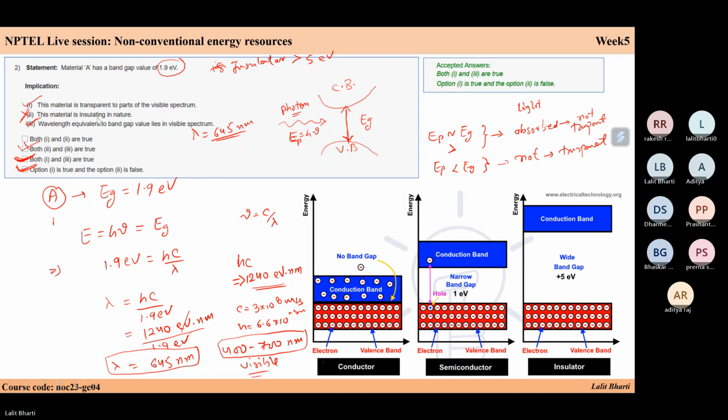So this material is transparent to part of the visible spectrum. Both first and third are true.